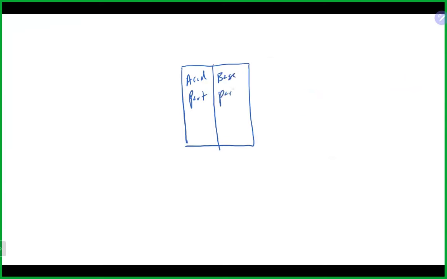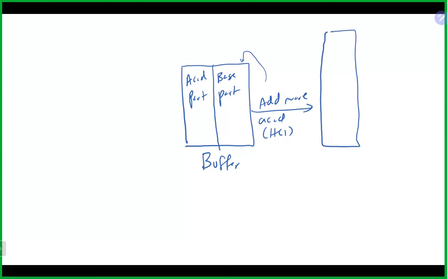So visually, if you were going to make a buffer, for example, a lot of times you will try to have almost equal parts of the acid part of your buffer and the base part of your buffer. And that is because if you add, like we saw there, more acid, like HCl, that acid is going to react with the base part. And you will generate, dramatically drawn here, more of the acid part, but you'll use up some of the base part here.